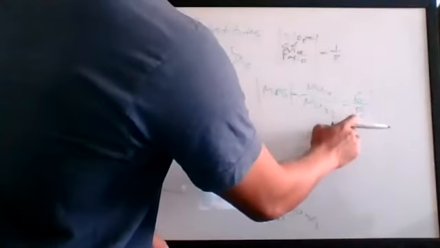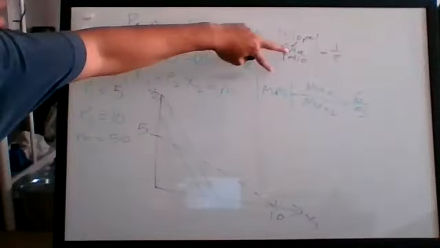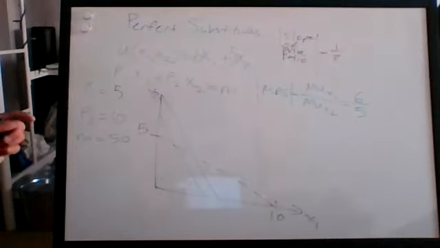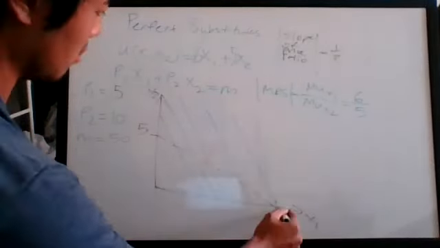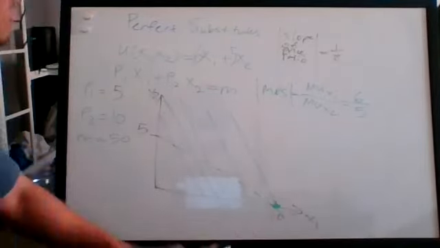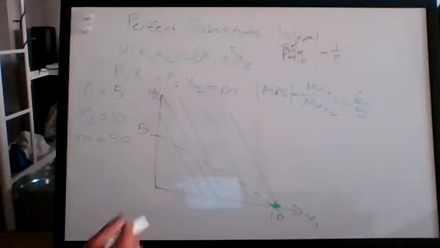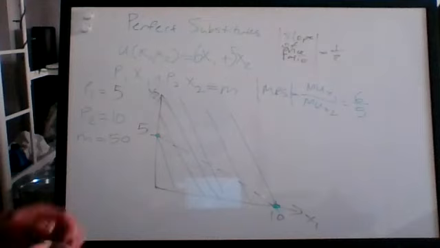So the absolute value of the slope of the MRS is going to be 6 over 5, which technically I don't need here. But you see how I can make a comparison between the two, right? And it looks something like this, where being on this indifference curve is going to be much better than being on this indifference curve, okay?